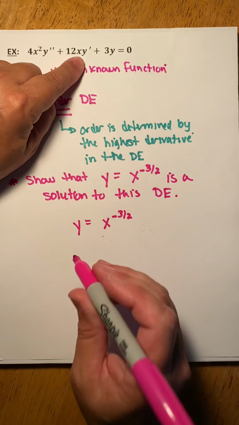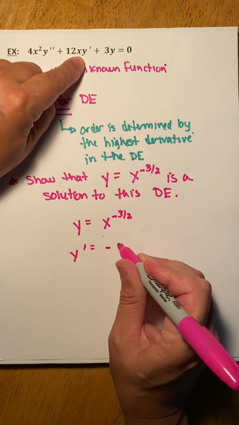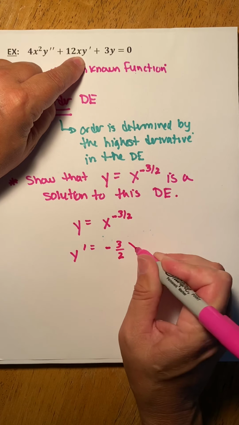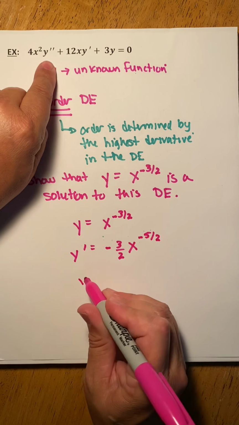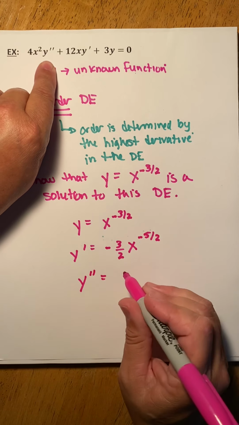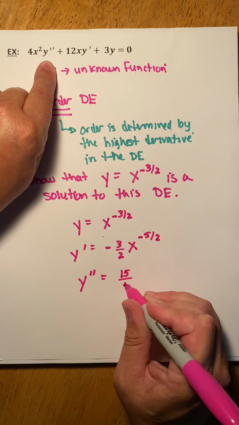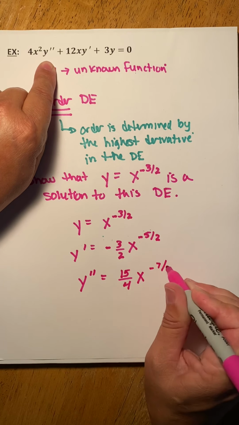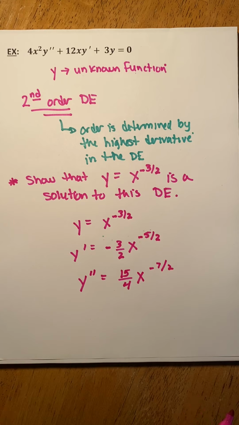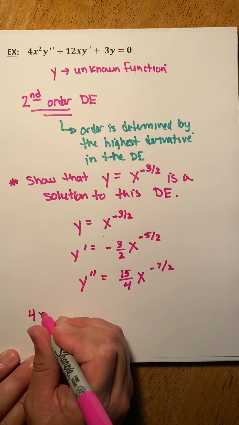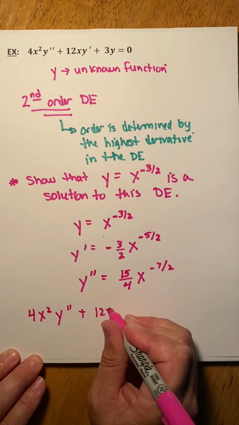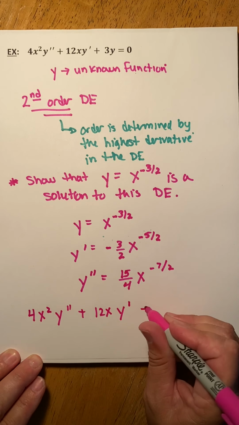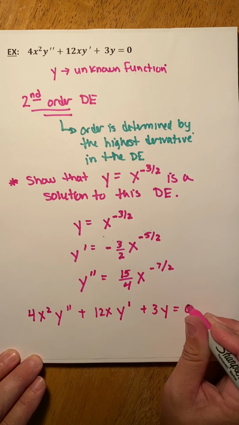We need y prime, so y prime is negative 3/2 x, we subtract 1, negative 5/2. And then we need the second derivative. So y double prime is equal to positive 15/4 x to the negative 7/2. So my differential equation is 4x squared y double prime plus 12x y prime plus 3y equals 0.